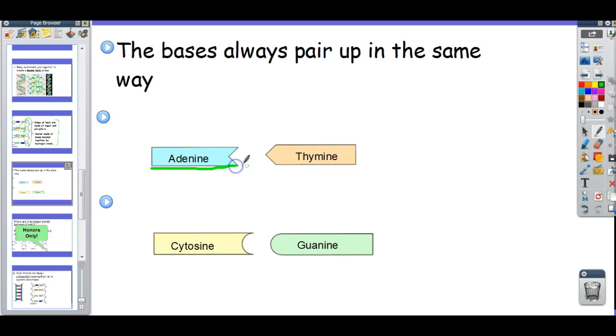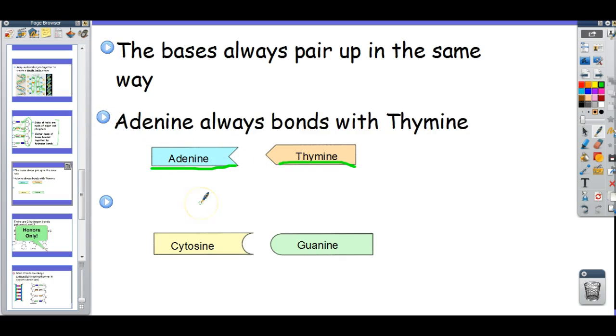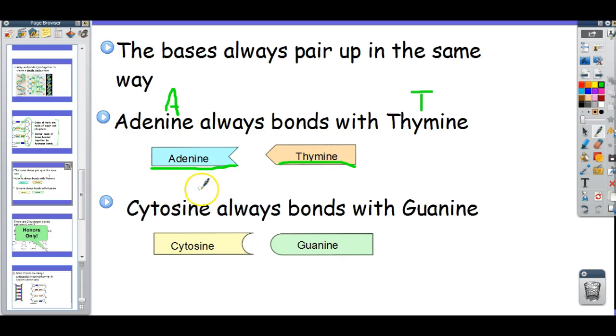So here you can see, again, these are simplified, but adenine always pairs with thymine. These are bases, the letters A and T, right? So A always pairs with T. Again, if you don't want to write the full name, just write A bonds with T. And then cytosine, C, bonds with G. They always bond this way, okay?